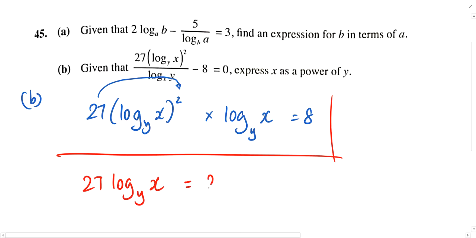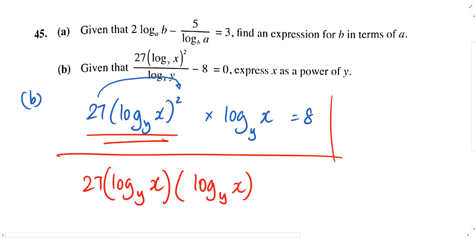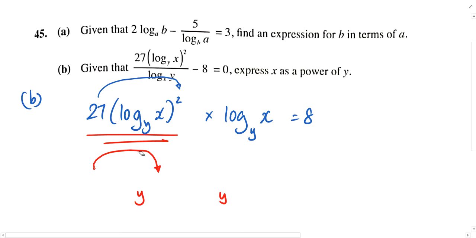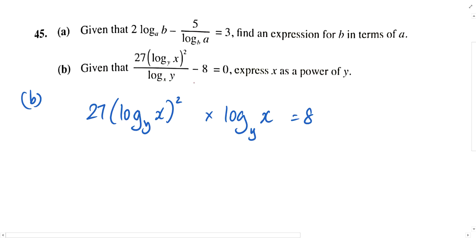In this case, it will be log base y x to the power of 27. Right? The part in red is correct. However, when you have this case, it is 27 multiplied by log base y x multiplied by log base y x. You get it? Here is the square. So if you want to use your power law, you can only go to one of them. You can't go to both. Get it? Okay, so this part is wrong. Then divide both sides by 27.